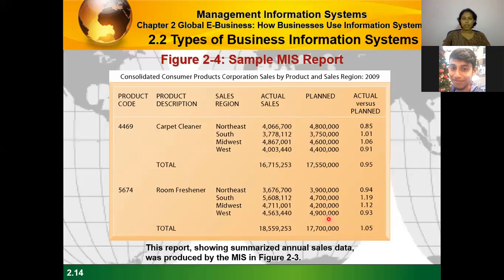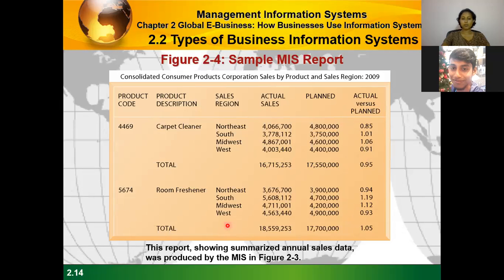Now we are looking at a sample MIS report. In this company, Consolidated Consumer Products Corporation, they have shown sales by product and sales region within the year of 2009. They have given out the product code, the description, sales region, actual sales, planned sales, and also a comparison, right?